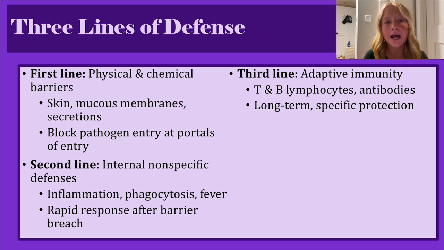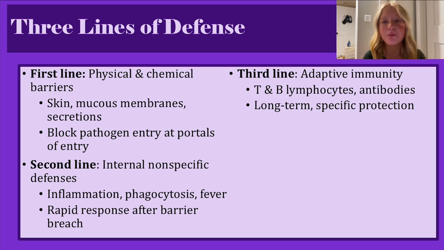So, the body has 3 lines of defense, and when we're talking about the 3 lines of defense, this is basically how the immune system protects us on different levels. So, the first line of defense includes the physical and chemical barriers of the skin and mucous membranes and secretions like saliva and tears. These barriers are mostly nonspecific, meaning they defend against any potential invader rather than targeting one specific organism. So the goal is to prevent pathogens from entering the body in the first place.